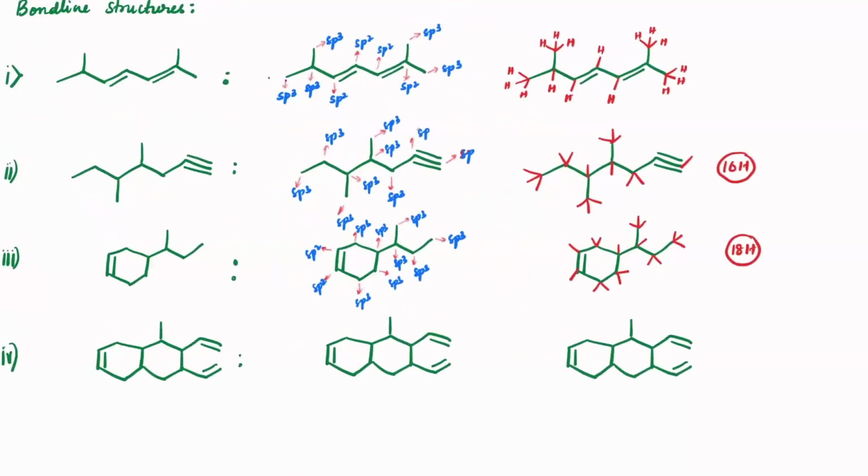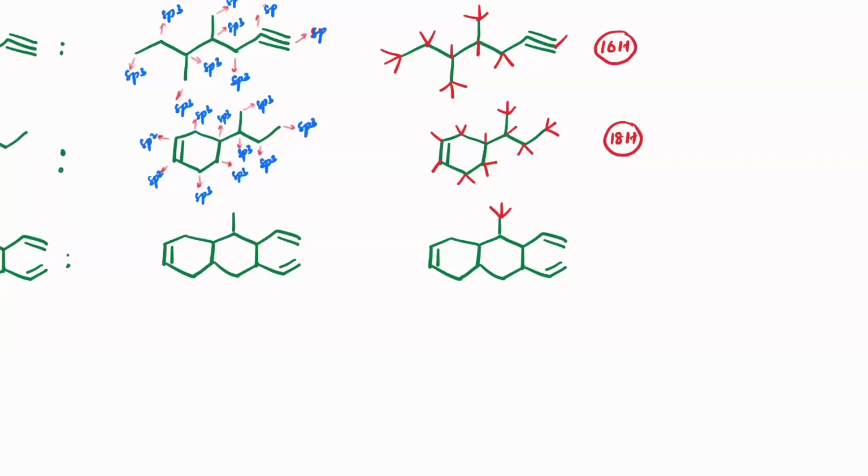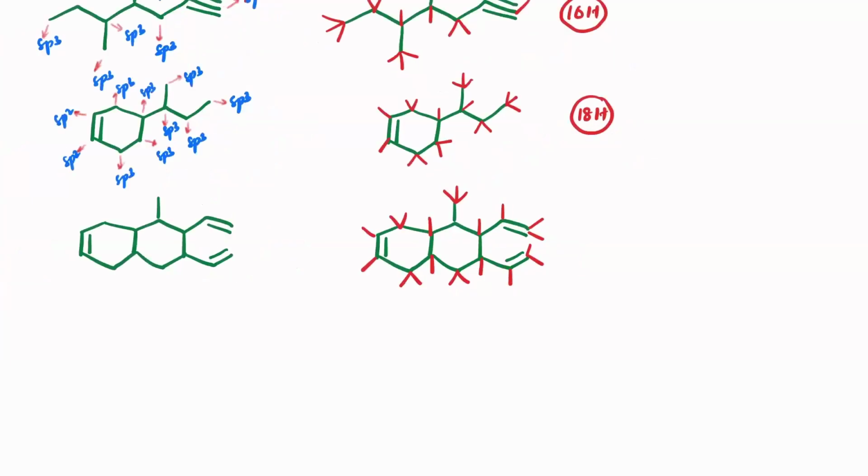Can I do it for the last structure quickly? 3 here, 2 here, 2 here, 1 and 1 here, 1 and 1 here, 2 here, 1 here, 1 here, 2, 2, 1 and 1. Okay. So let's count it now. 1, 2, 3, 4, 5, 6, 7, 8, 9, 10, 11, 12, 13, 14, 15, 16, 17, 18, 19, 20, 21.